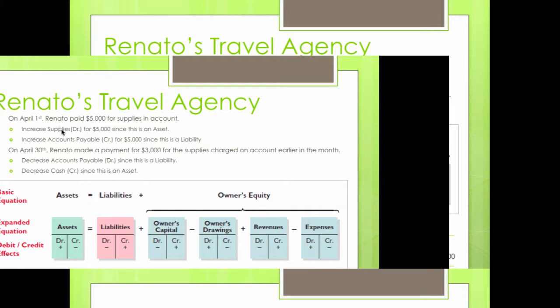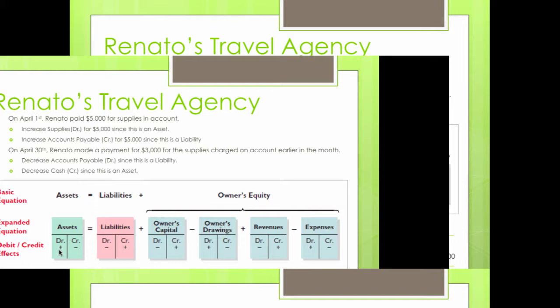Every time you journalize, the first line should be the debit, and is not indented. Supplies is going to be under assets, and this purchase for $5,000 is going to increase my assets. The second line will always be the credit, which is indented. You're buying $5,000 of supplies, so that's going to increase your assets.